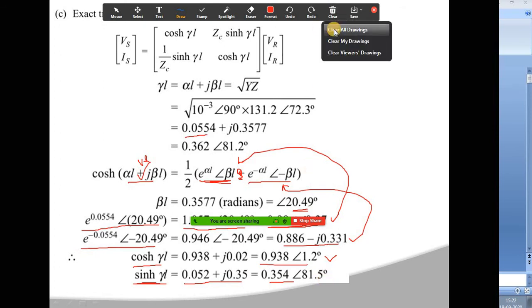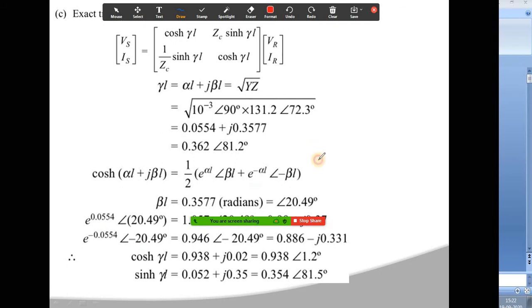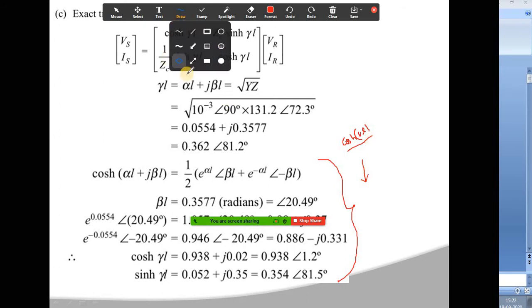See, here you have to follow this method, else you cannot get the direct value of cosh gamma L. If you calculate cosh gamma L with your calculator, you will get a math error. So you have to use this procedure to get the value of cosh gamma L as well as sinh gamma L. Now after getting cosh gamma L and sinh gamma L, you can determine the ABCD parameters. Once you get the ABCD parameters, you can calculate the Vs and Is also, right?